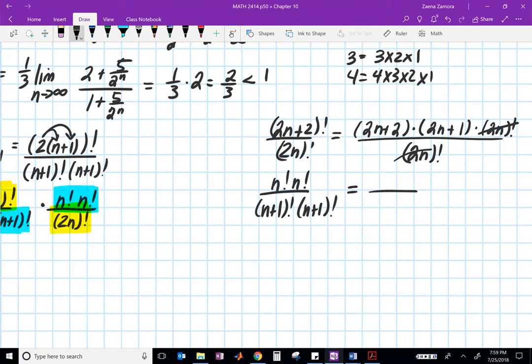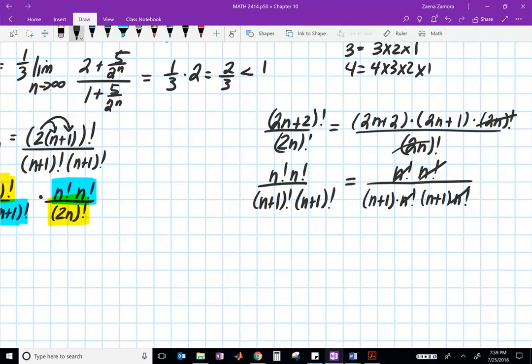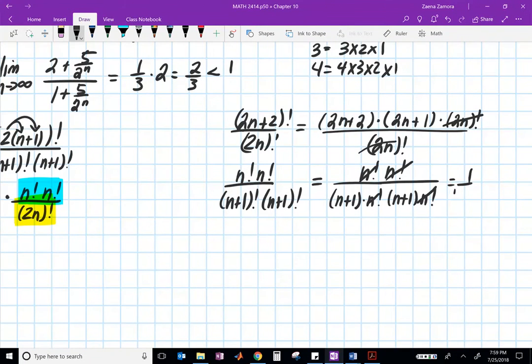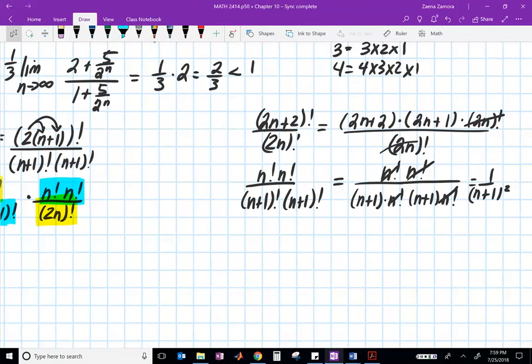So n plus 1 factorial times n plus 1 factorial is going to be n plus 1 times n factorial, right? You go one less. And then the second n plus 1 factorial is going to be n plus 1 times n factorial. So what's going to happen with the n factorials? They cancel. So this equals 1 over n plus 1 squared, or 1 over n plus 1 times n plus 1. Okay, let's put them together.